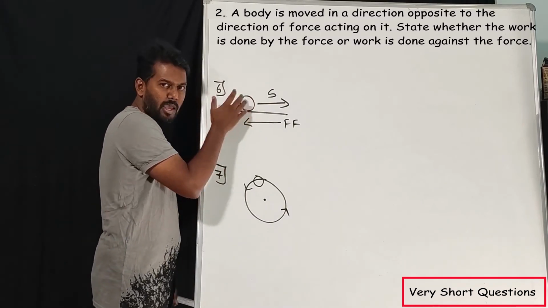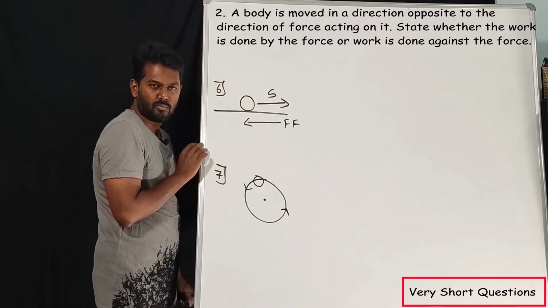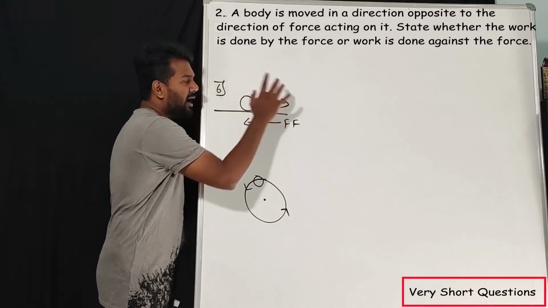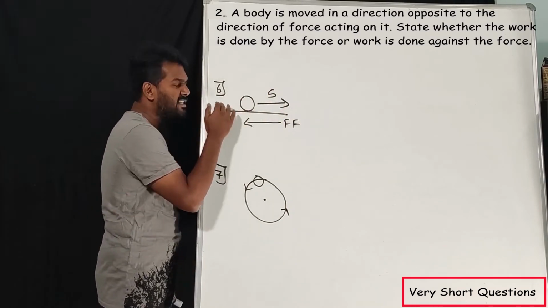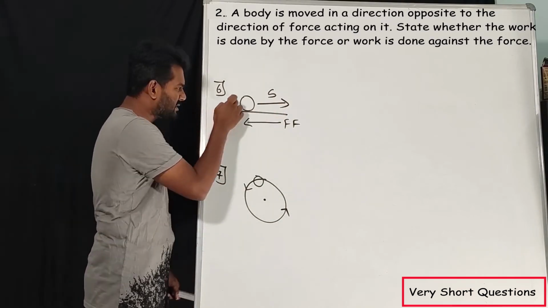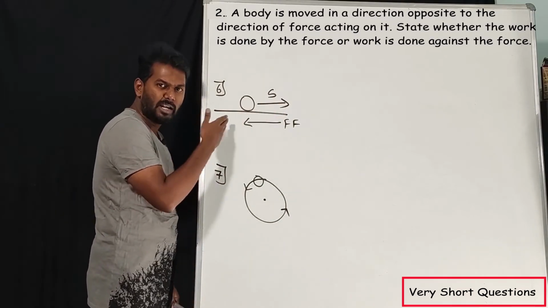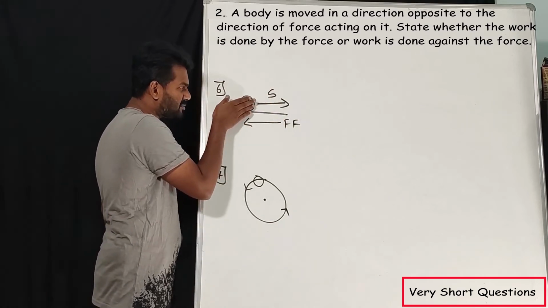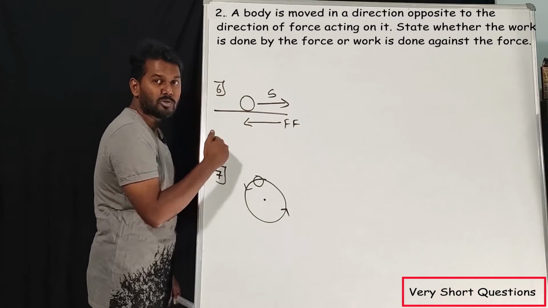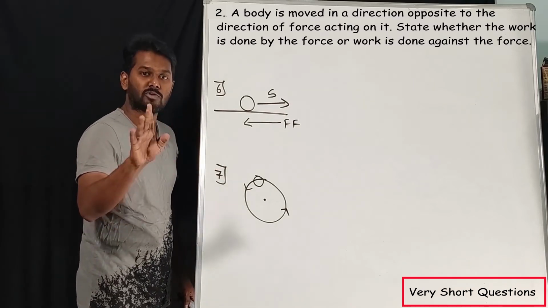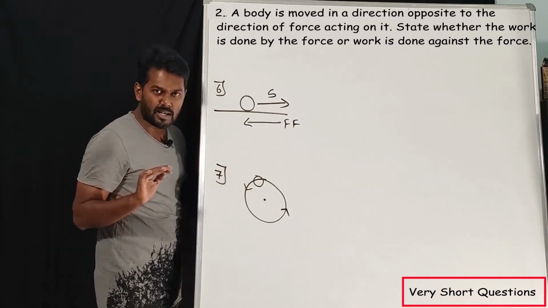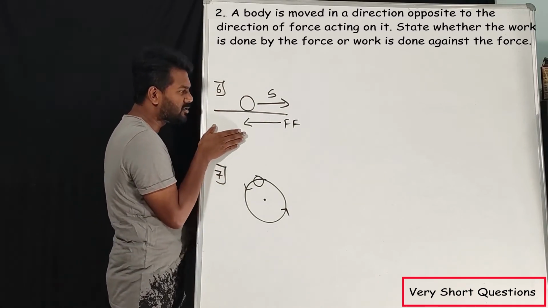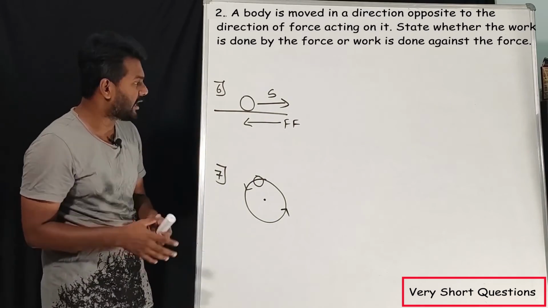Assume a ball is rolling on a floor. What do you mean by rolling? It is nothing but moving, and moving is nothing but the displacement. Whenever an object is in contact with the floor and it is moving, then the displacement will be in this direction. If the displacement is in this direction, the frictional force, which is an opposing force, will be in this direction, exactly opposite.